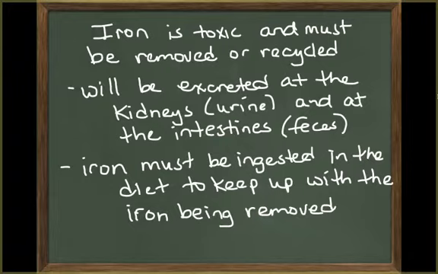To keep up with this loss of iron, one must obtain iron in the diet by ingesting 1 to 2 milligrams per day. Too little iron can cause an iron deficiency anemia, and too much iron can build up in the liver and cardiac tissues. Excessive iron deposition in the cardiac muscles has been linked to heart disease.